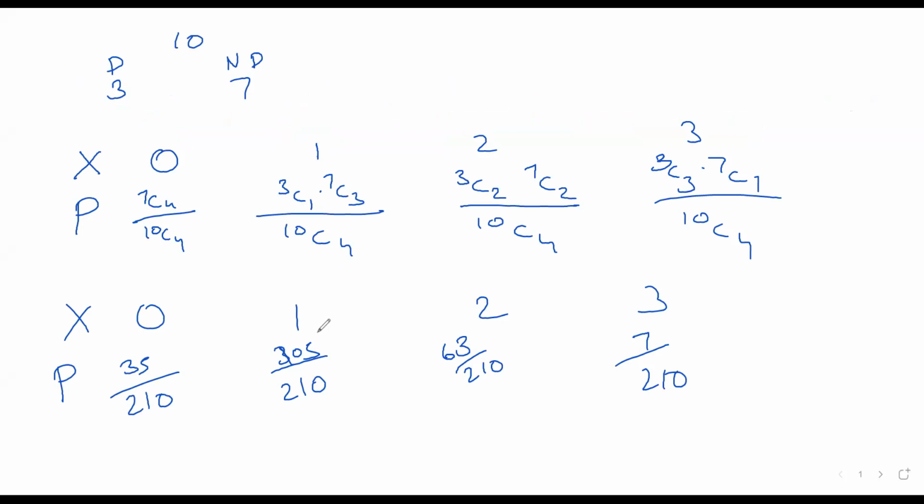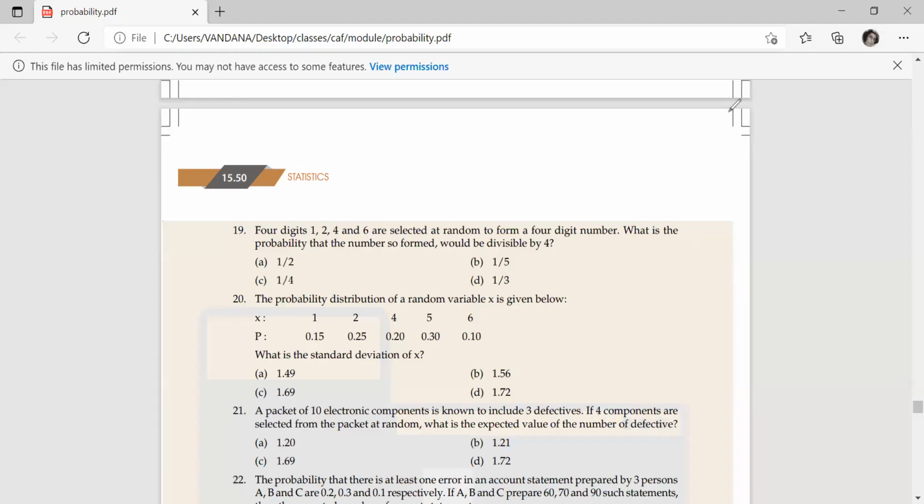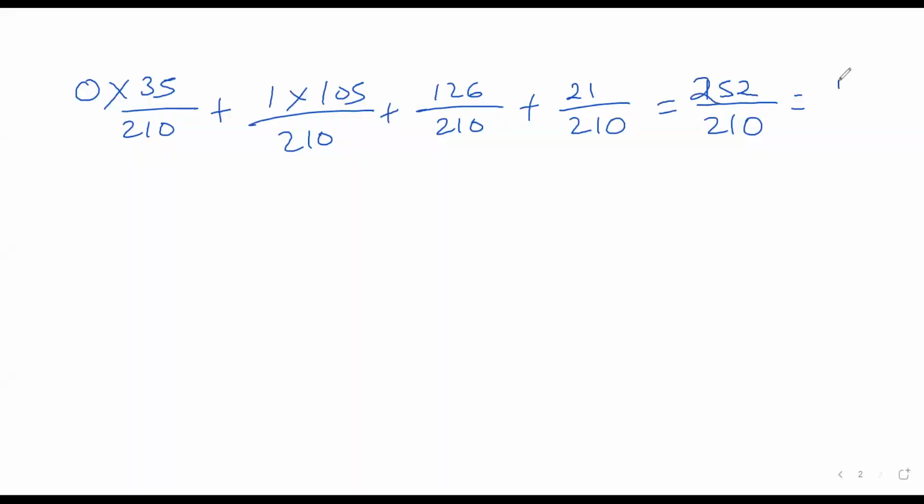Now this is 105 plus 126 plus 21. Sorry, it is 252. 105 plus 126 plus 21 is 252 divided by 210. 1.20. This is your expected value.